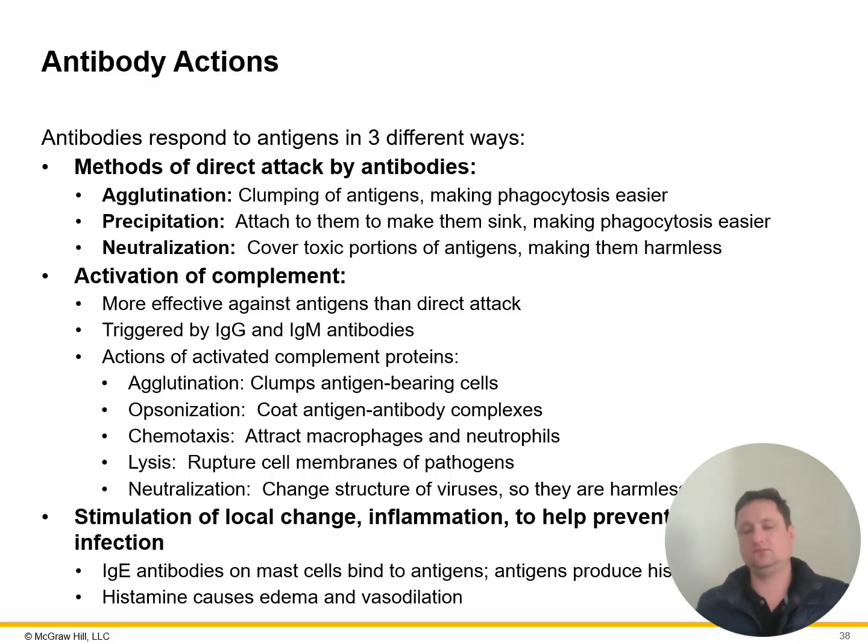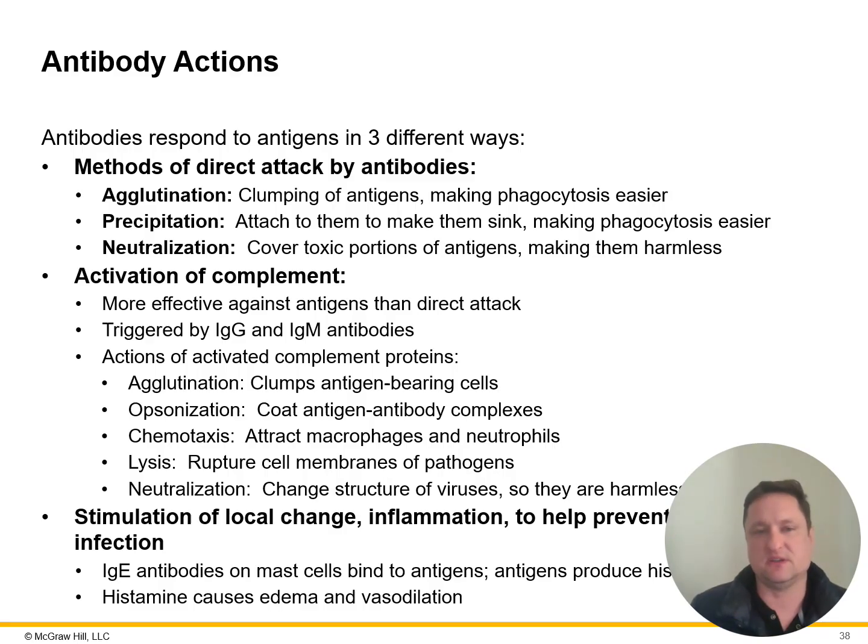Okay, let's talk about the action of these antibodies. So antibodies deal with antigen in 2 main ways. Okay, there's a direct attack and activating complement. First, the direct method. Agglutination is one of the direct attacks, and this is clumping of the antigen bearing particles. So there could be cells or microbes. So they're bigger targets and easier for phagocytes to eat.